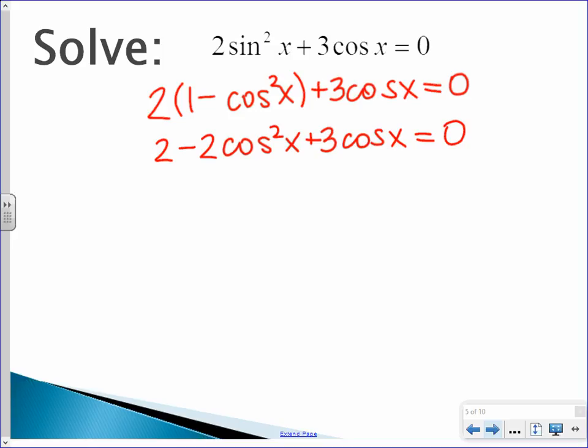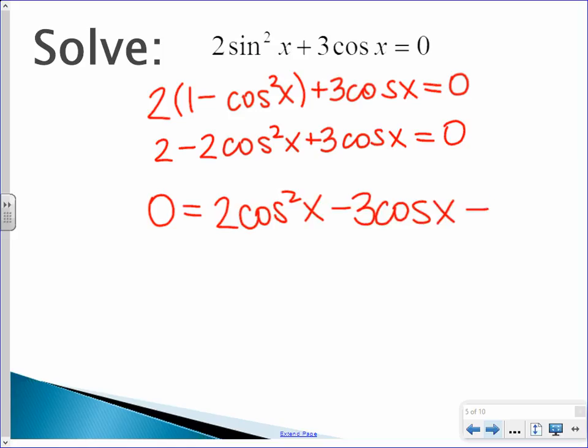Okay, I'm going to reorganize this so it's cosine squared, then cosine, then the constant. But I'm also going to move everything to the other side of the equal sign so that we have a positive leading coefficient. So I'm going to add everything over there. So we have positive 2 cosine squared x minus 3 cosine of x minus 2. You want positive leading coefficients to factor, otherwise it's going to give you a headache. Okay? I mean, you can do it, but this definitely makes it easier. Okay? So this is why we practiced factoring last week.